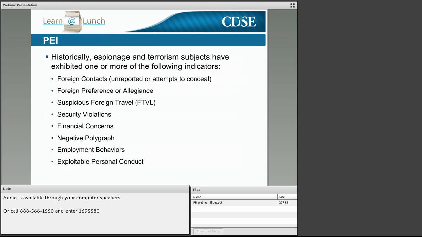Let's look at the categories of activities which may be viewed as indicators of potential espionage. Historically, espionage and terrorism subjects have exhibited one or more of these: suspicious foreign travel, unreported foreign contacts or attempts to conceal them, foreign preference or allegiance, security violations, financial concerns, a negative polygraph, odd employment behavior, or exploitable foreign personal conduct. Next slide, please.